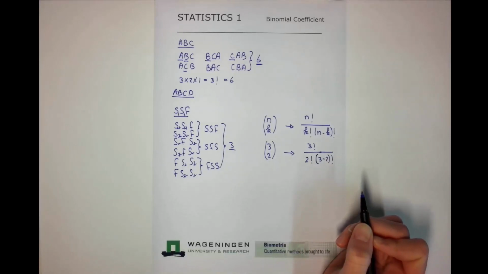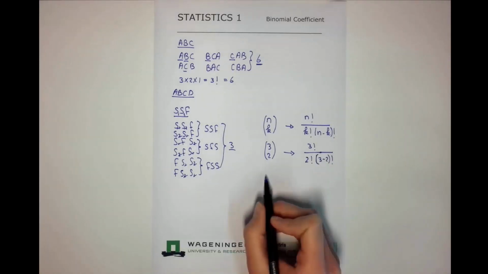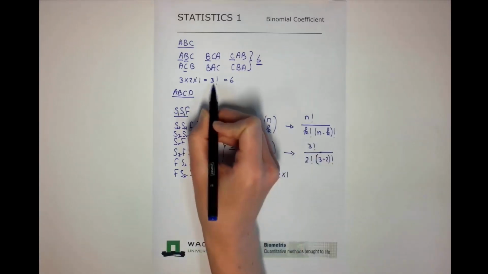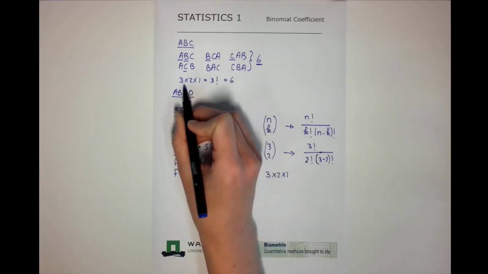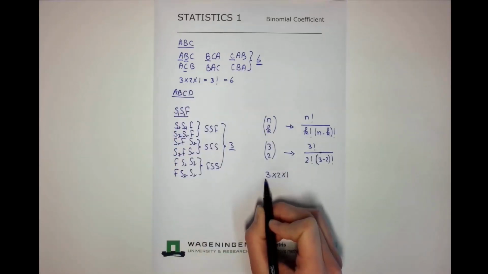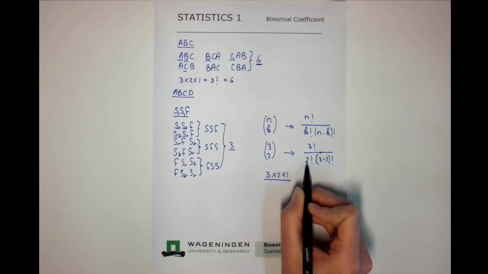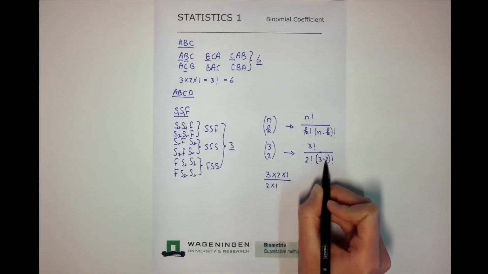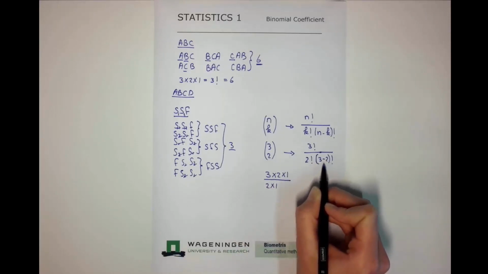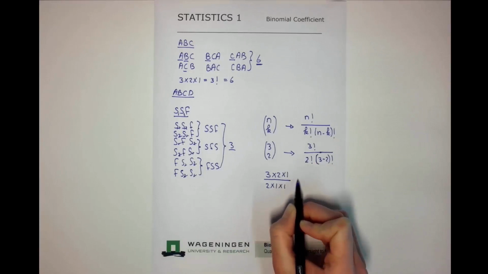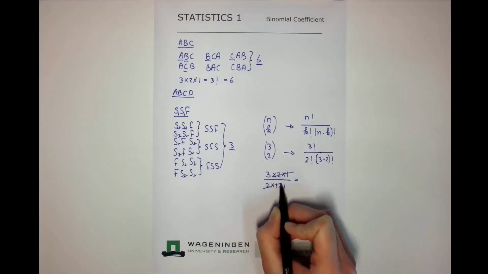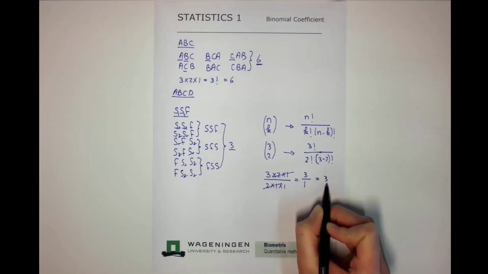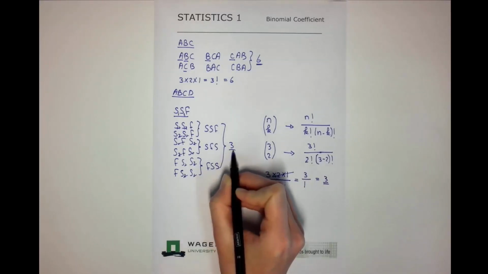There you go. If we write this out, we get 3 times 2 times 1, because what we saw earlier is that the 3 factorial is similar to 3 times 2 times 1. So 3 times 2 times 1 divided by the factorial function of 2, which is 2 times 1. 3 minus 2 is also 1, so we take another factorial of 1, which is times 1. And we can simplify this. So now we have 3 divided by 1, which is equal to 3, and similar to what we found earlier.